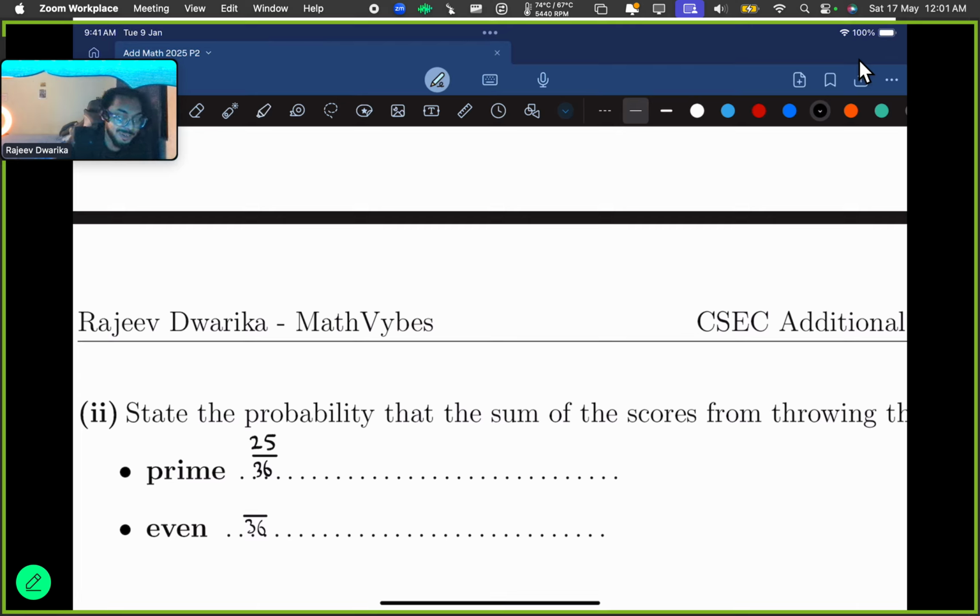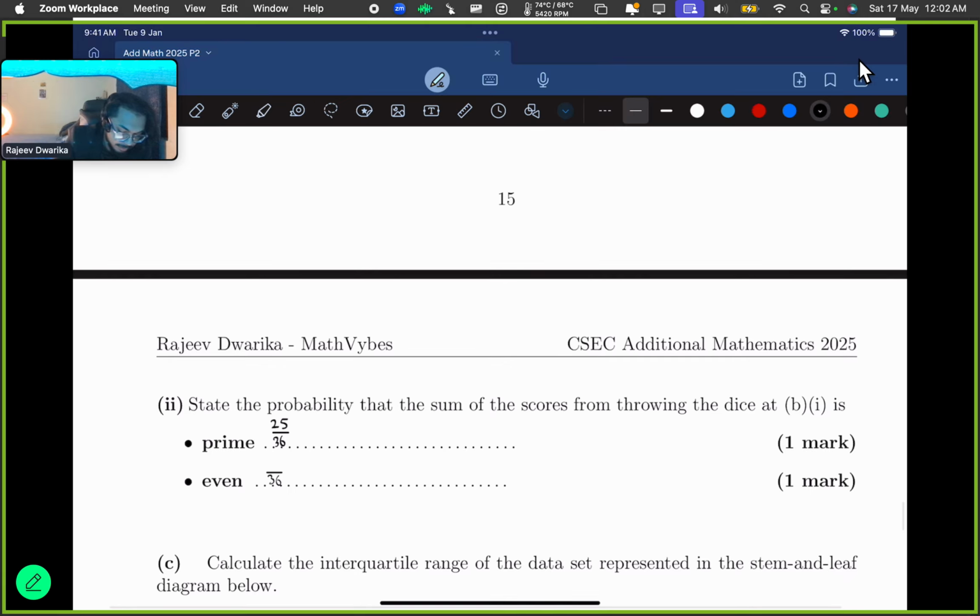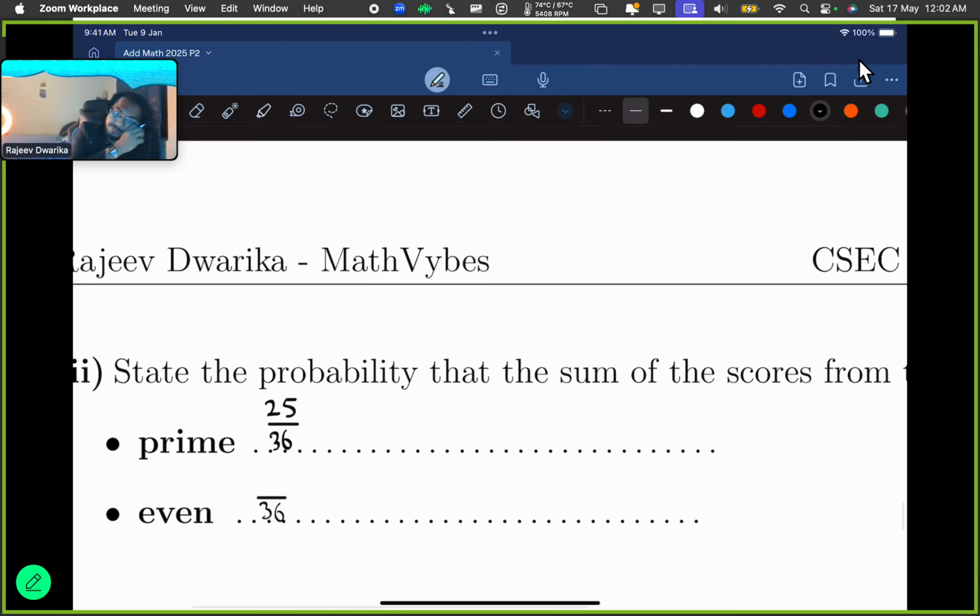Can we? Oh, let me tell you something real cool. The next answer will be 11 over 36. Wait, no, those aren't even numbers. What? No. Bro, what? No. Just because they aren't prime doesn't make them even. Yeah, you can't simplify that though. That's as it is.